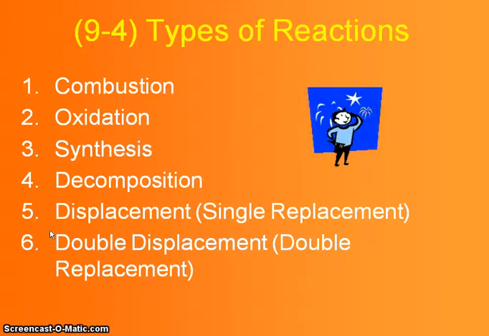Chapter 9, Section 4, Part 1, begins with different types of reactions. We're going to discuss combustion reactions, which are a type of oxidation reaction, synthesis and decomposition, and then also displacement reactions, which are also called single replacements, or double displacements, which are also called double replacement reactions.